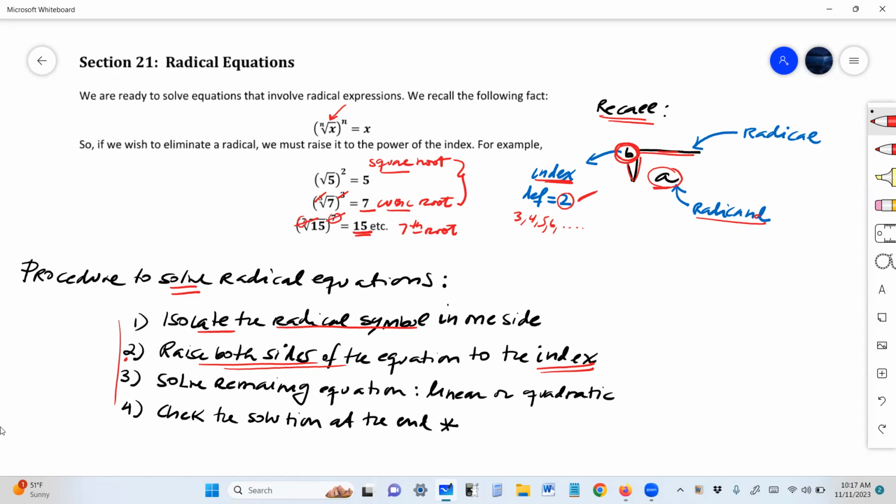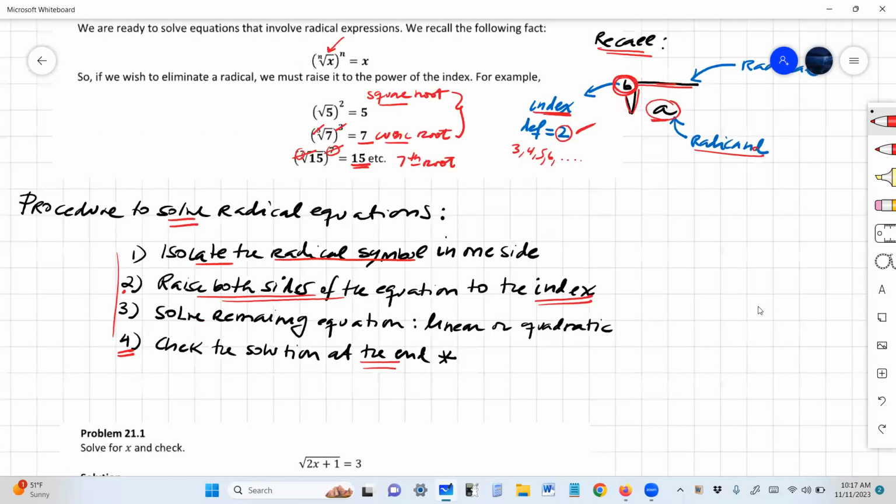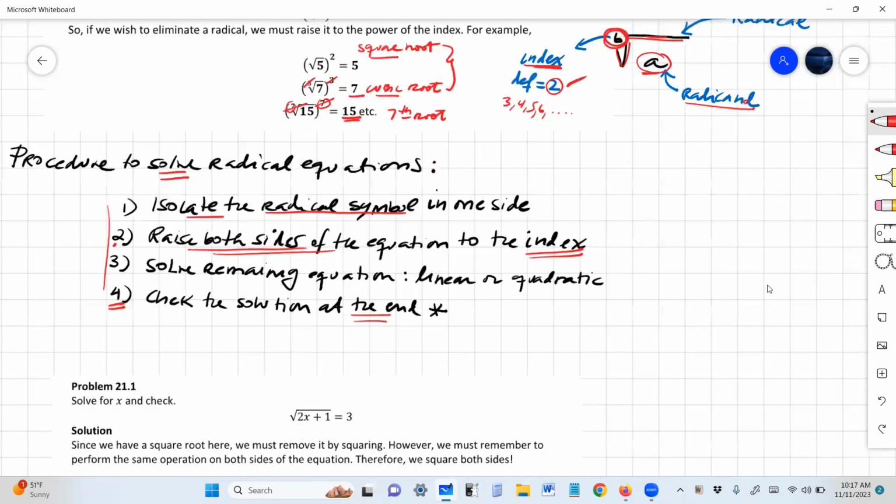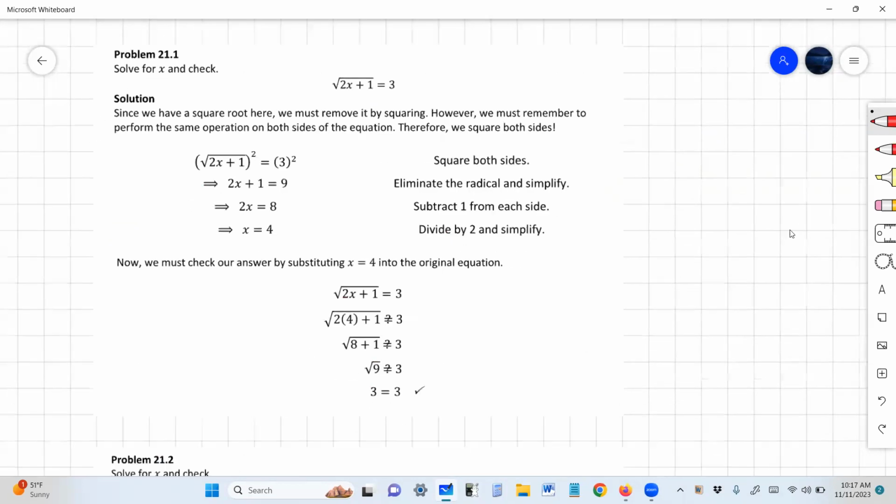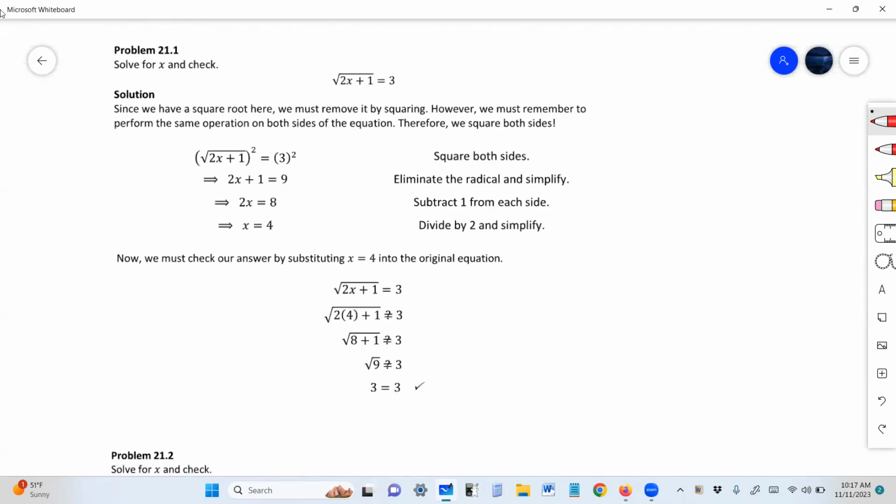After you do that, we must check the solution at the end to see if the value that we got actually satisfies the original equation. This is important. So these are the 4 steps. You must not forget these 4 steps because they're necessary for the correct solution of our problem. So let's take a look. I'm going to show you 3 examples that are worked in the workbook. You can go back and take a look at them if you want.